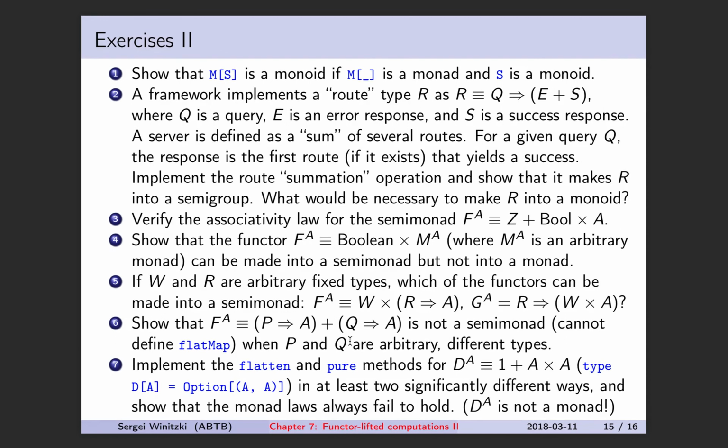Now, here P and Q are arbitrary and different types. You don't know anything about them. So for specific types, maybe you could implement a semimonad, but not for arbitrary types.